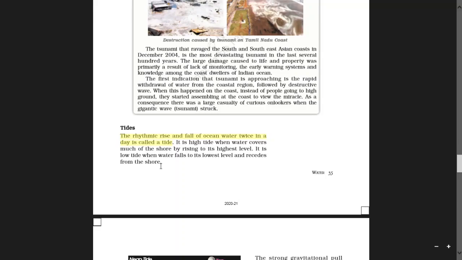So what are high tides and low tides? This one you also need to know. Twice in a day, sea water rises and falls, which is known as tides. So mark all these: what are tides, what are the different types of tides, what is high tide and what is low tide.